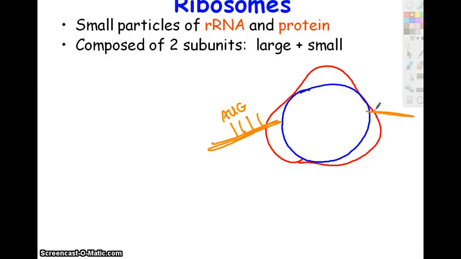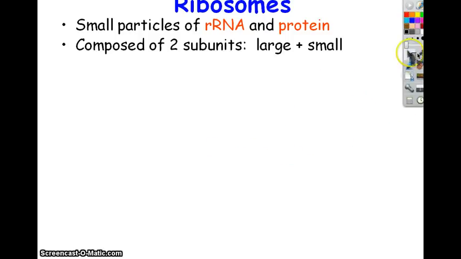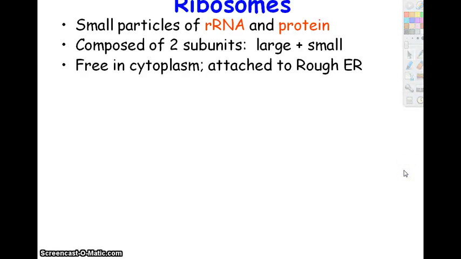Anyway, the two pieces of the ribosome are what hold the mRNA in place, so that when the protein's being made, it'll slide through here. If you don't remember protein synthesis, that's okay. The U replaces the T, right? Exactly. Yes. Good. All right, so they're made of two pieces. They can be free in the cytoplasm. Sometimes you have little ribosomes that are just sort of scattered. But you also have some that are attached to the rough ER.